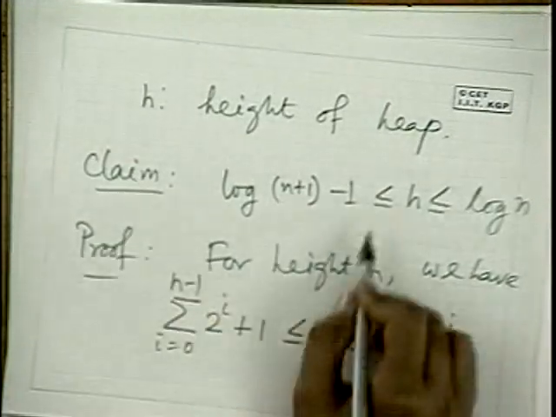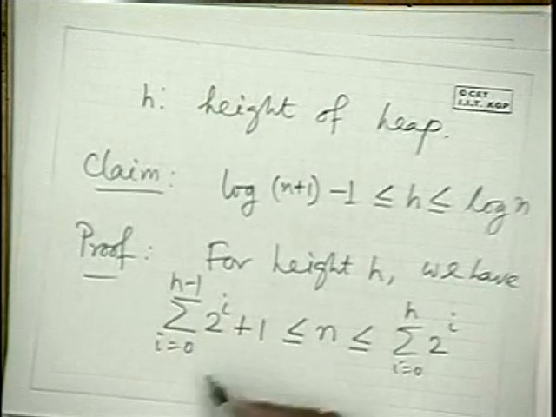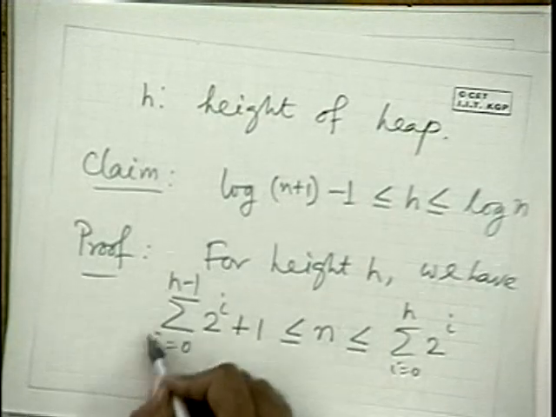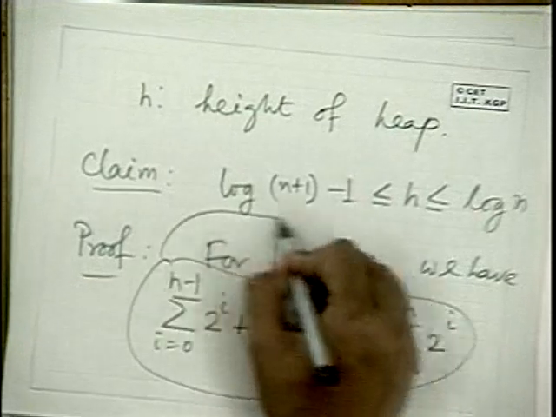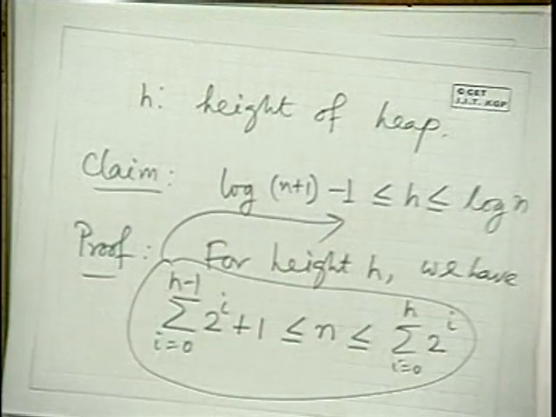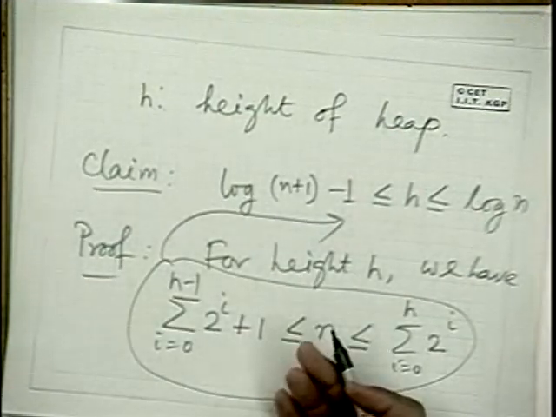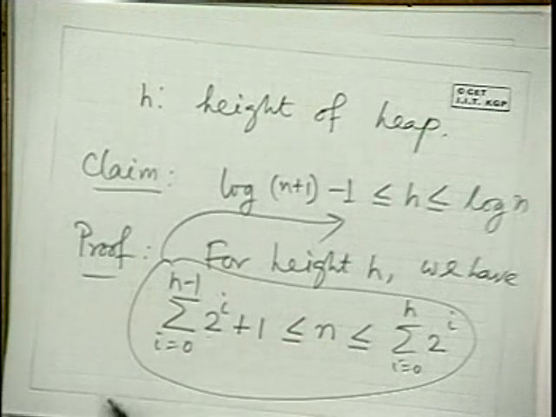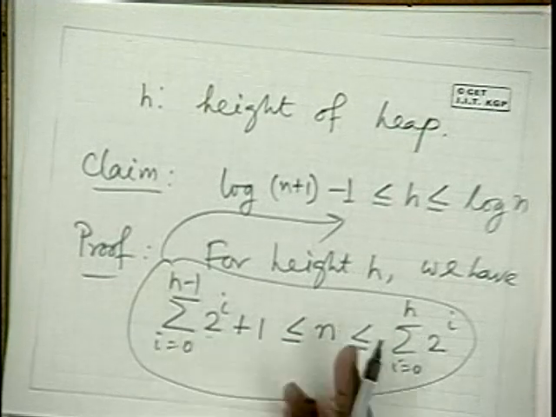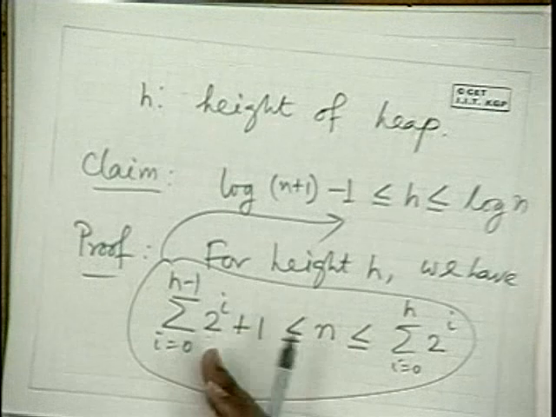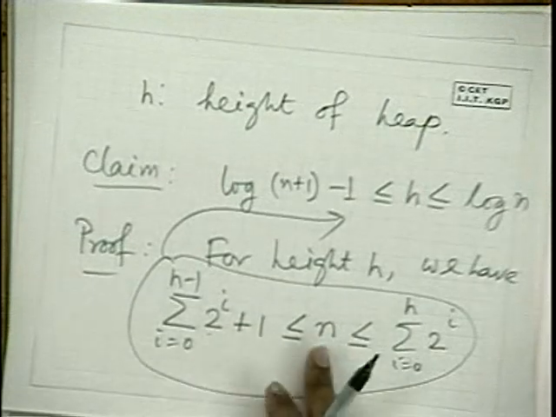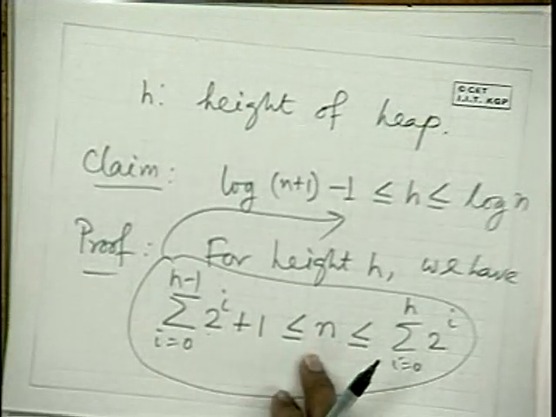Okay. Now if you manipulate, exactly you will get this formula, which will give you this immediately. You know geometric series, right? This will give you 2 to the power h minus 1. Plus 1 will cancel, so this is 2 to the power h. So 2 to the power h is less than or equal to n, which will give you h is less than or equal to log of n, which is this side.